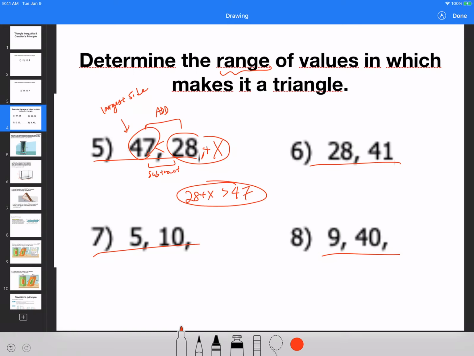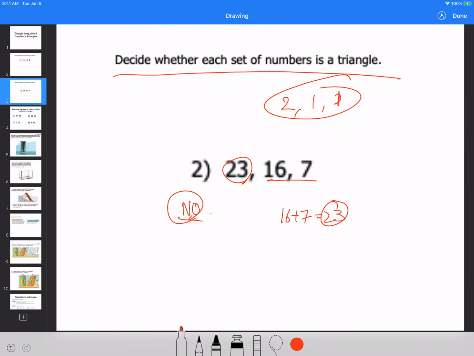Now, the other situation would be if you were to consider x to be the largest side. Then what would happen? Well, if that's the case, that means that this 47 plus 28, these two added together, has to be bigger than x, because if these two are not greater, then we're going to run into a situation like the one we did before.